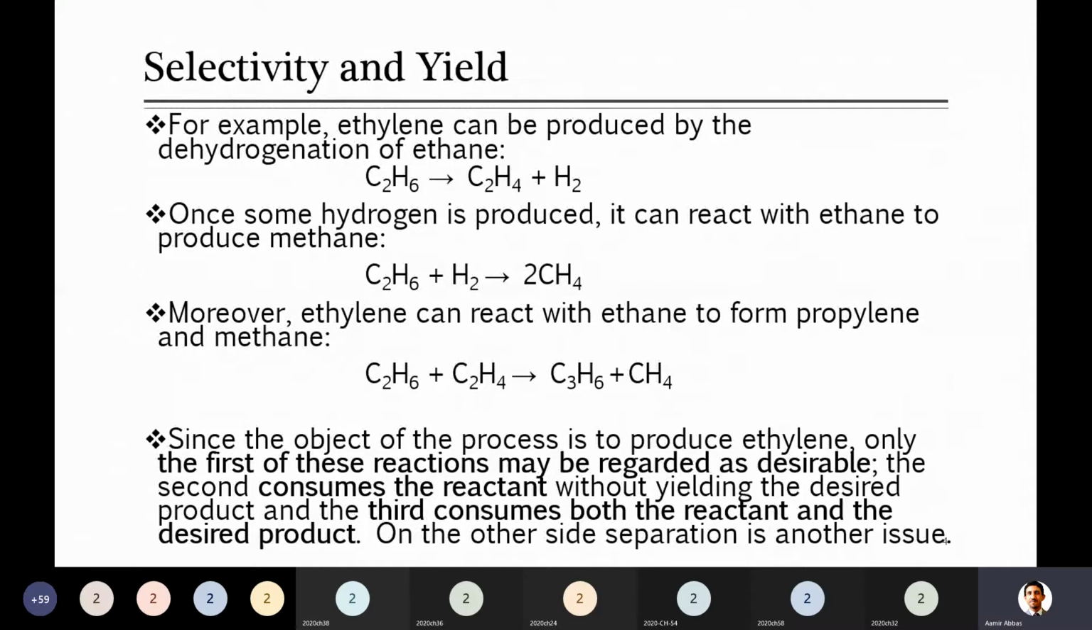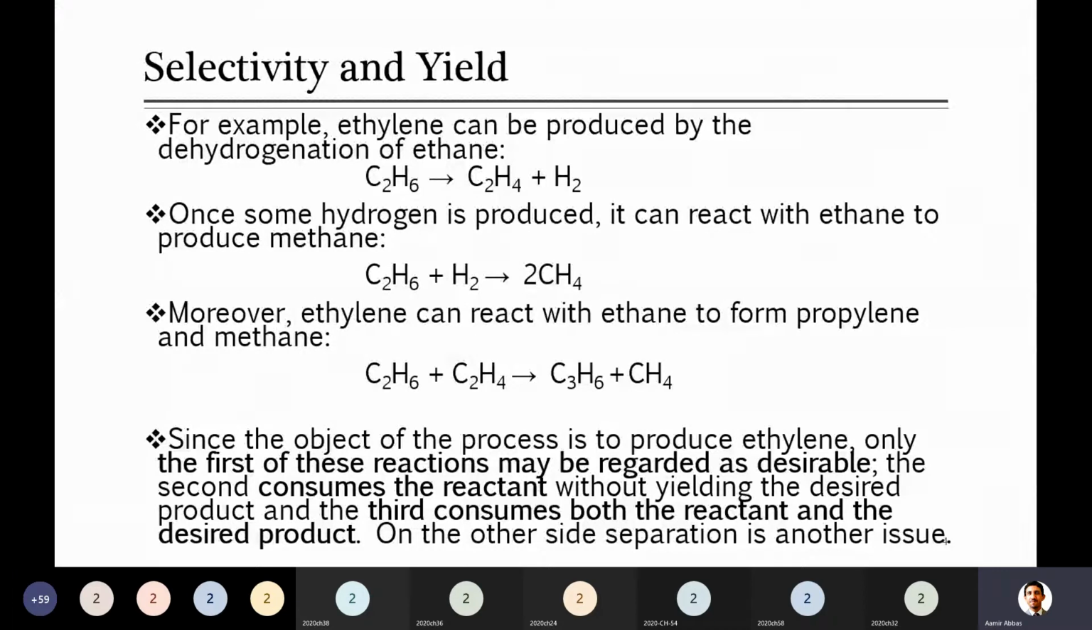Let me repeat it. 100 moles of ethane are entering the system. 80 moles of ethane are consumed in the first reaction, and then 20 moles are consumed in other undesired reactions. So can you find the yield now? What will be the yield?